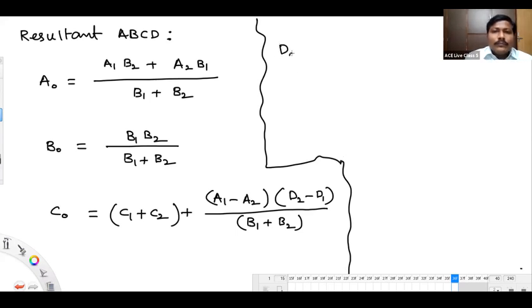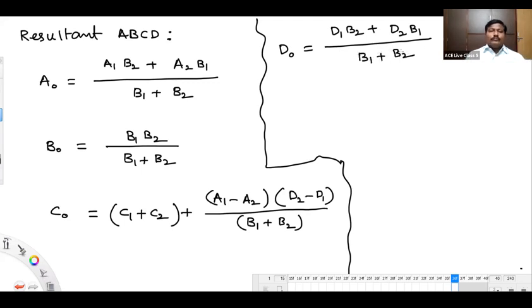D0. It will be D1 B2 plus D2 B1 by B1 plus B2. Receiving end current will be outward only. It's not inward. Receiving end current will be outward.